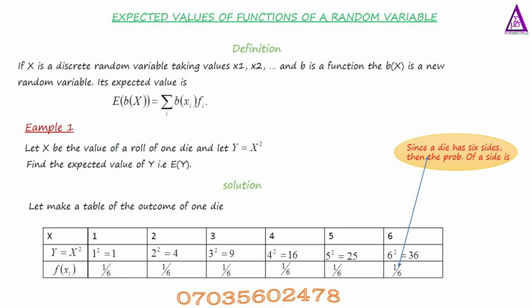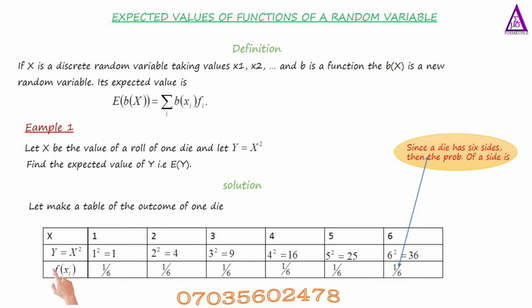Expected values of functions of a random variable. Definition: if X is a discrete random variable taking values x1, x2 and so on, and g is a function, g(X) is a new random variable, and its expected value is given as this. Example 1. Let X be the value of a roll of one die and let Y equal X squared. Find the expected value of Y.